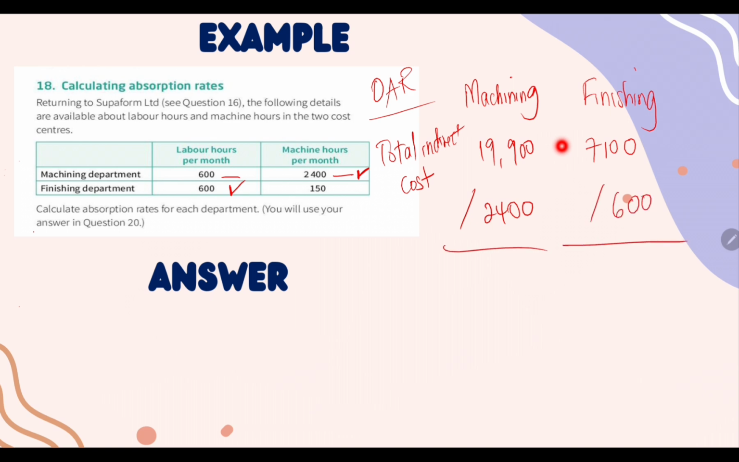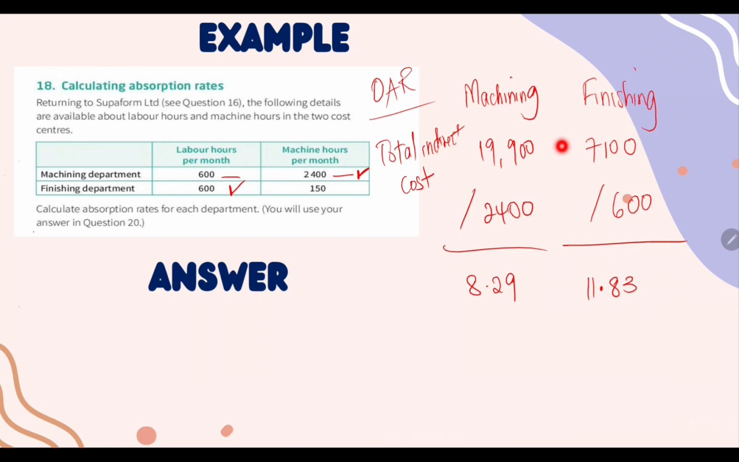Alright, so let's calculate that and then we'll check the answer. 19,900 divided by 2,400 is going to give you $8.29. Can't round up. 7,100 divided by 600 is going to give you $11.83. Please note that in the calculation process, you are not going to use this rounded answer.